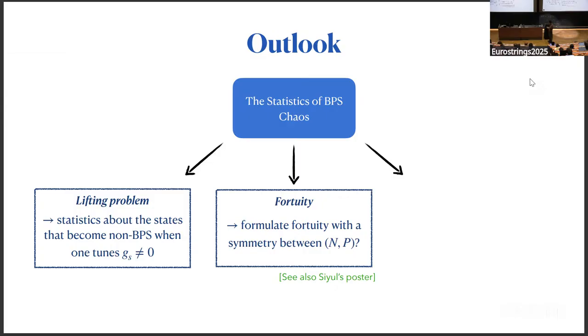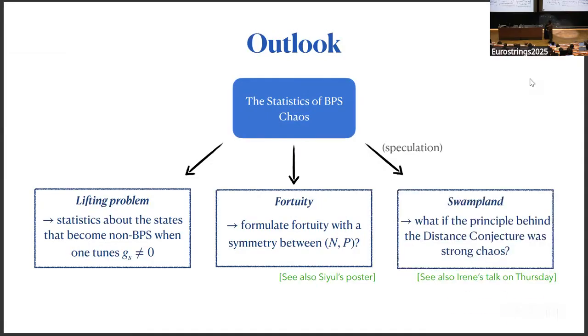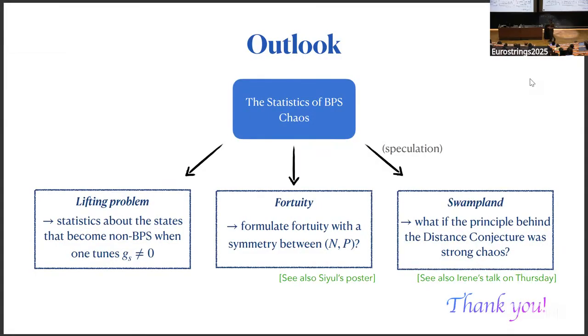And to end this talk, I'll go a little bit speculative. Perhaps this could tell us something about the swampland. We don't know what the origin of the distance conjecture is. What if the principle behind the distance conjecture was that the minimal black hole in an EFT should have strong chaos? Thank you very much.